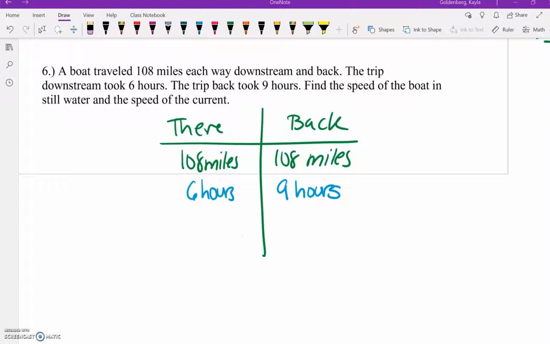Okay, so here is my there and back. I've put the distances, which is the same, and the time. Now, they did not tell me which one is going with the current and against the current.